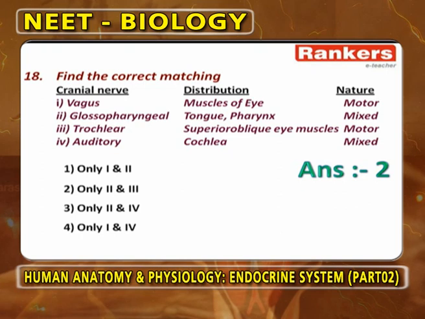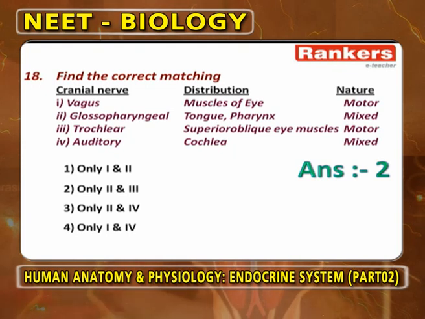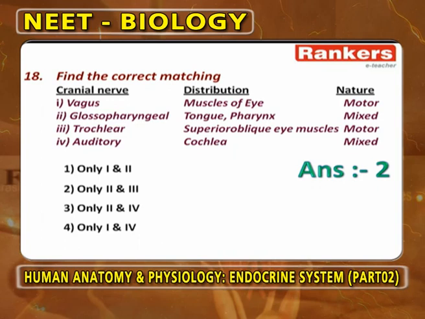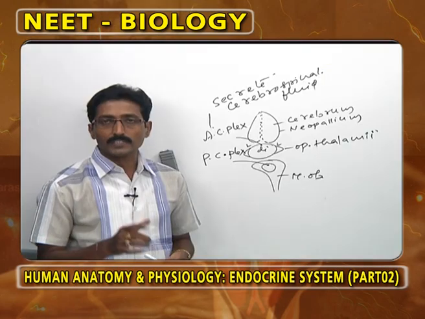Find the correct matching. Now we have to discuss the cranial nerves. Now, three columns matching. The first one is vagus, the second one is glossopharyngeal, third is trochlear, fourth is auditory. Now distribution: vagus supplied to muscles of eye.